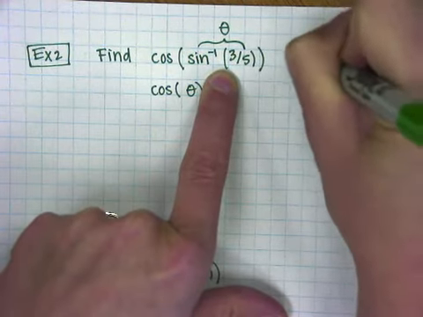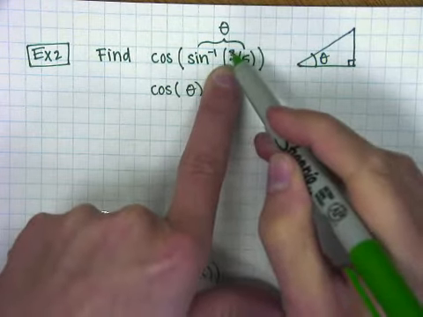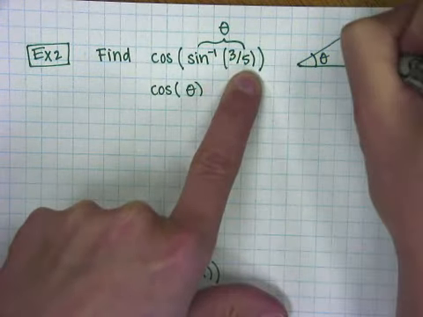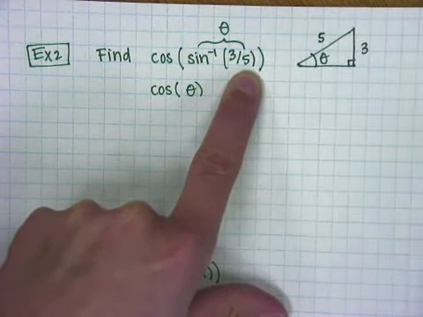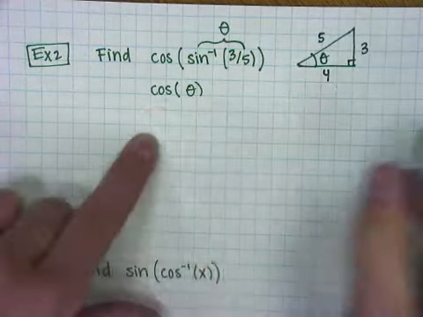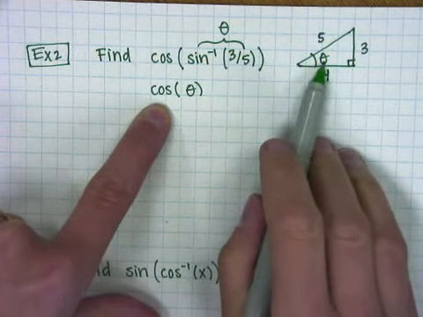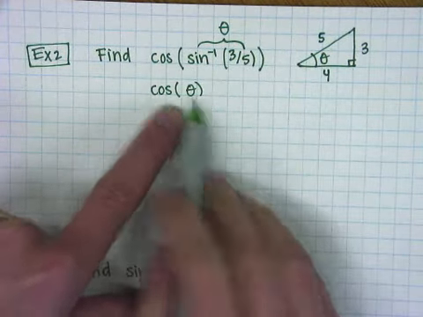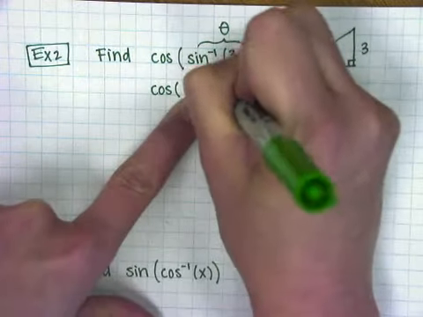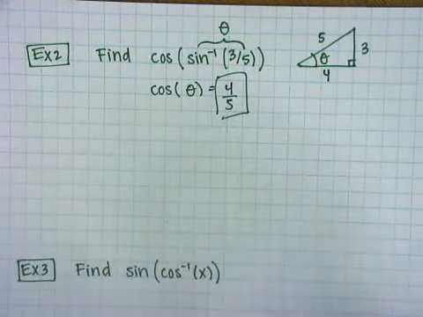And now I use this inverse to draw a triangle. So I have a right triangle, I label one of the angles theta, and then I know that sine is opposite over hypotenuse, so 3 here and 5 here. I recognize that this is a 3, 4, 5 right triangle, and then since this inverse function is equal to this theta, when I take the cosine of theta, I get 4 over 5. So my answer for this problem is 4/5.